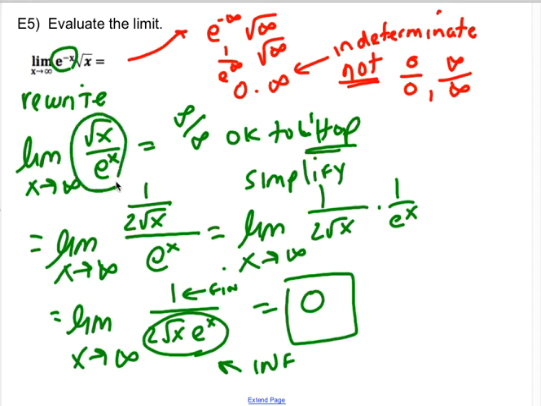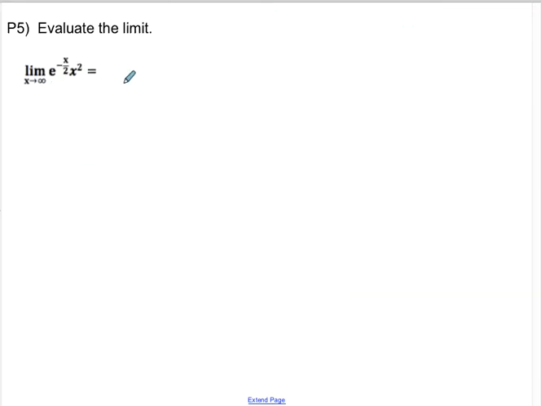Right here, I noticed that the e to the x is going to be way bigger than a square root of x, like so much bigger that it is going to be infinitely larger than the square root of x, so I can look at this and know that it's going to 0. I'm not suggesting that necessarily you do that. I'm only saying that I've done a lot of these problems for a very long time. All right, so go ahead and give P5 a try.